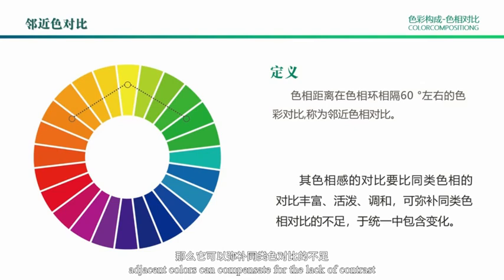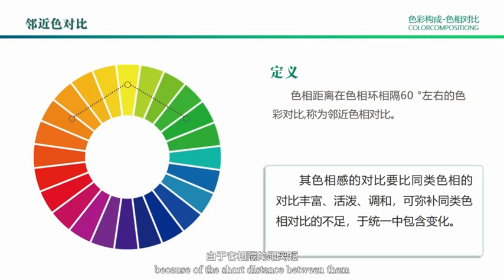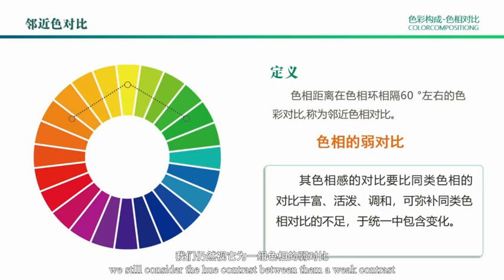Adjacent colors can compensate for the lack of contrast in analogous colors, while still providing variation within unity. Despite this, because of the short distance between them, we still consider the hue contrast between them a weak contrast.